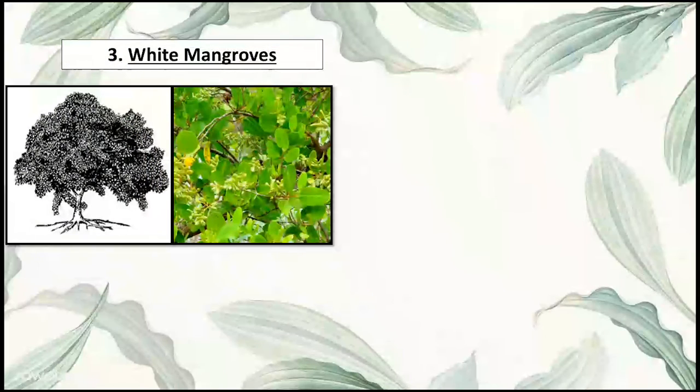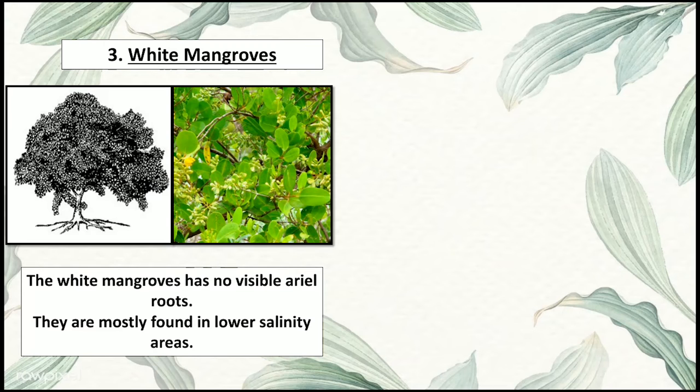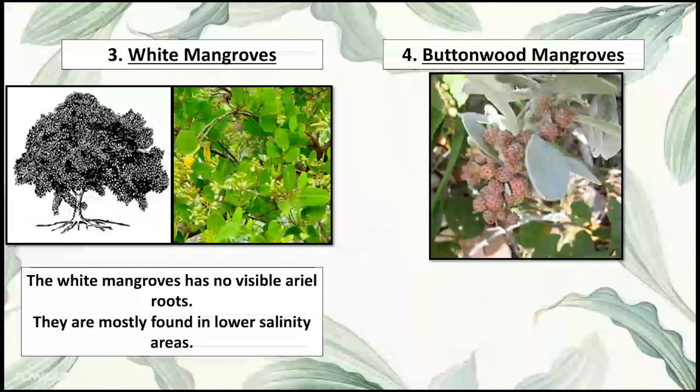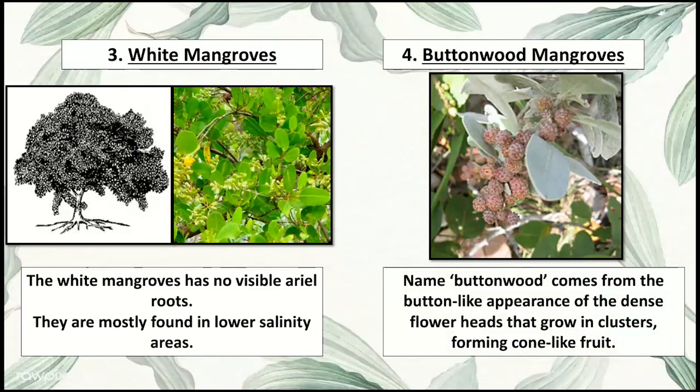And the third one is white mangroves. The white mangroves have no visible aerial roots. They are mostly found in lower salinity areas. Fourth one is buttonwood mangroves. The name buttonwood comes from the button-like appearance of the dense flower heads that grow in clusters forming cone-like fruit.